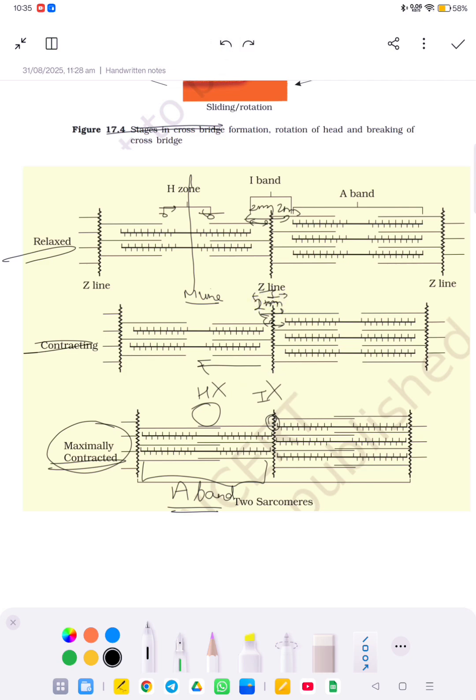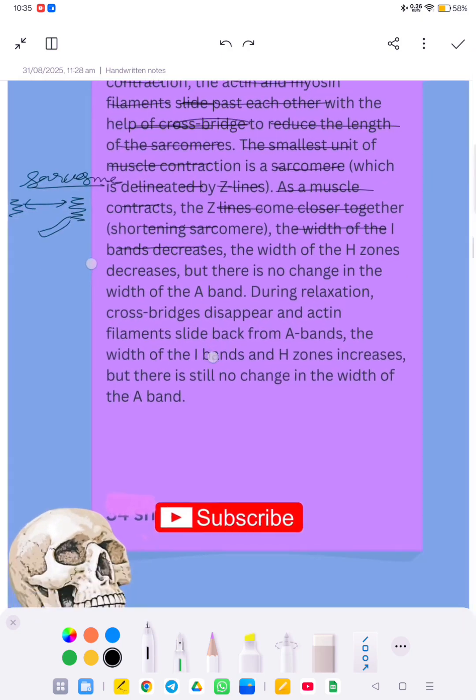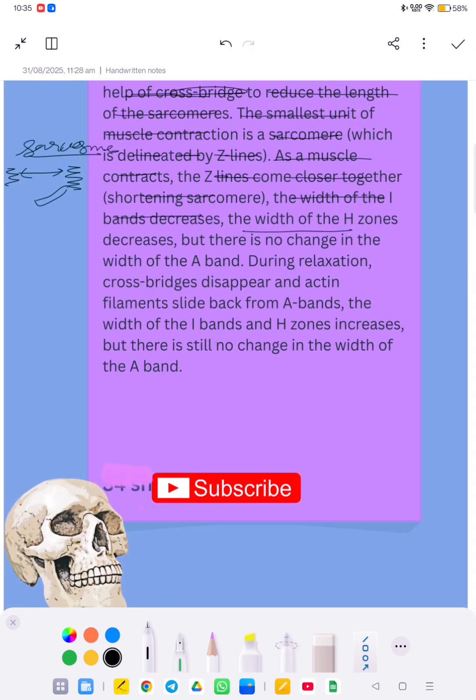Okay, fine. Then the width of the H zone decreases. As we saw, both the I band and H zone decrease, but there is no change in the A band. During relaxation, the same change is reversed. The length of the I band and H zone will increase, and there will still be no change in the A band. Okay, friends. Now we will see the questions.